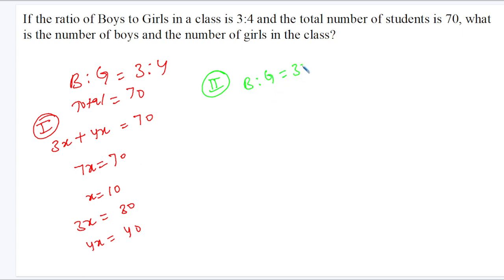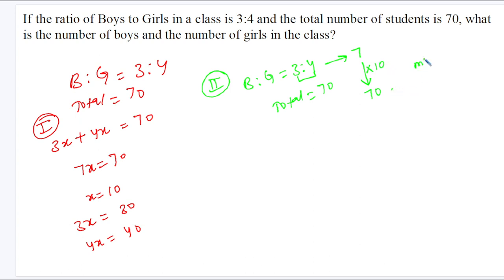I'm given the ratio of 3 is to 4 of boys and girls, and the total number of students is 70. Total is actually 70, whereas the ratio represents the total as 3 plus 4, 7. That means something which is represented as 7 in the ratio is actually 70. I repeat, something that is represented as 7 in the ratio is 70 in absolute value. So what should I multiply 7 with to get 70? That's 10. So that's my multiplier.